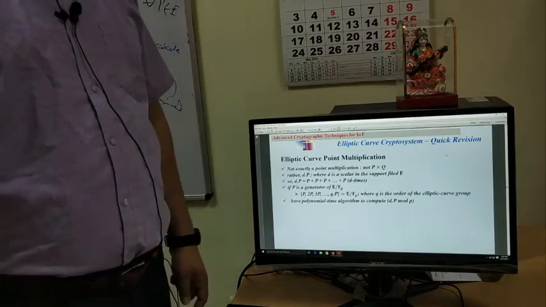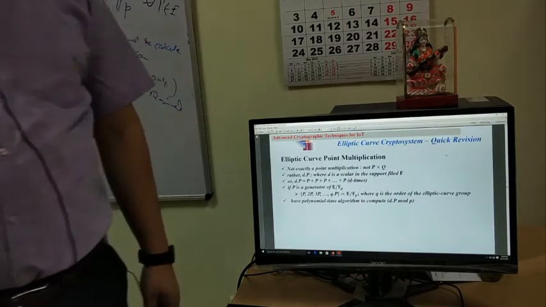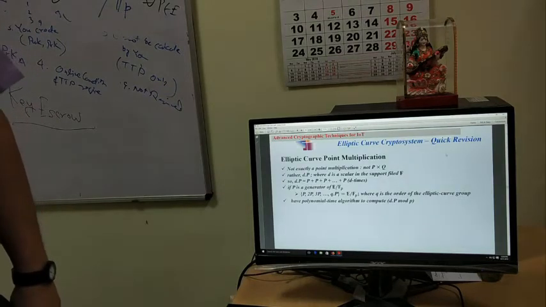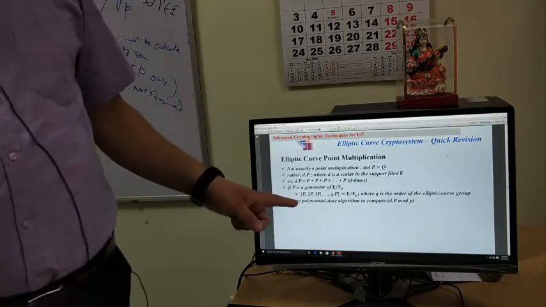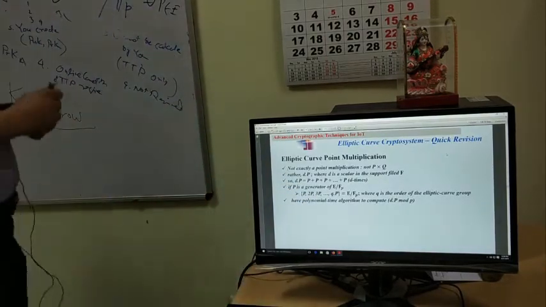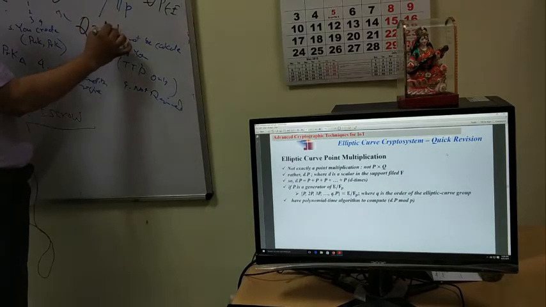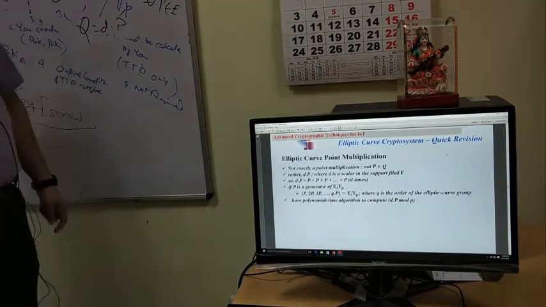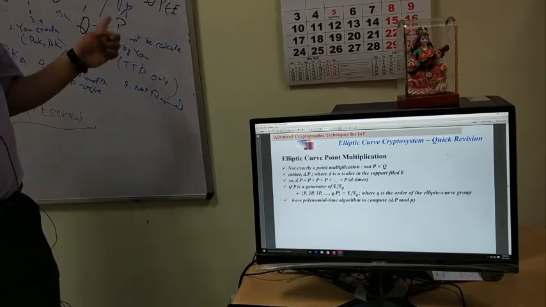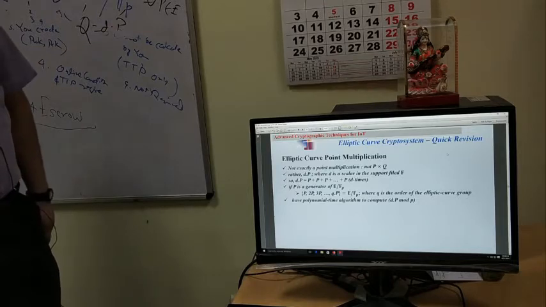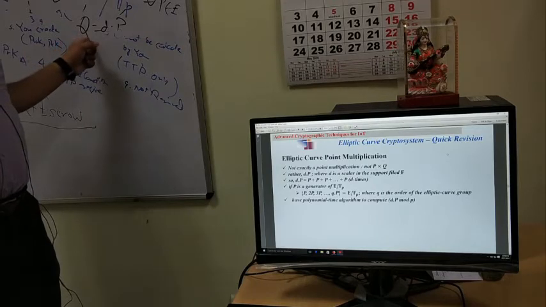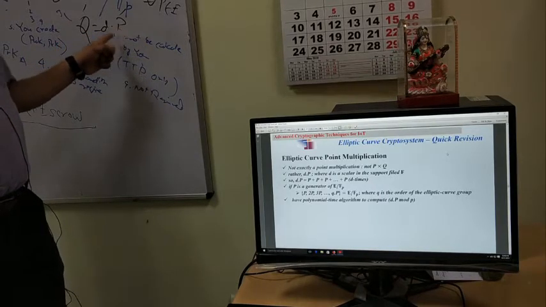What is the point multiplication problem? The point multiplication problem states that given d and P, it is easy to calculate Q, which is equal to d into P. But given P and Q, it is computationally hard. We don't have any polynomial time algorithm to calculate d. Known P and d, there is an easy polynomial time algorithm to calculate Q. Given Q and P, the attacker cannot calculate d.